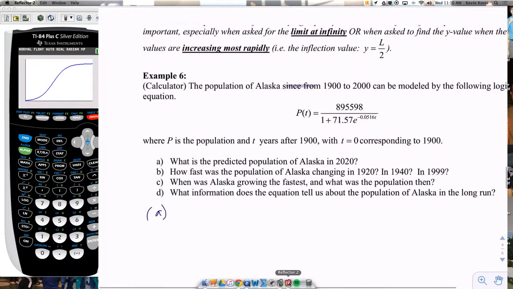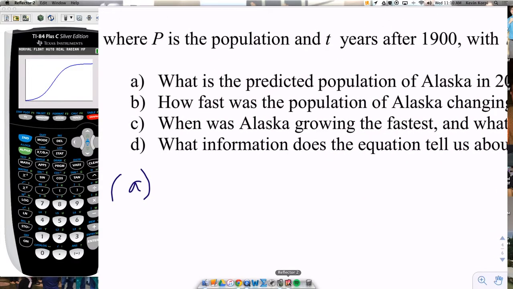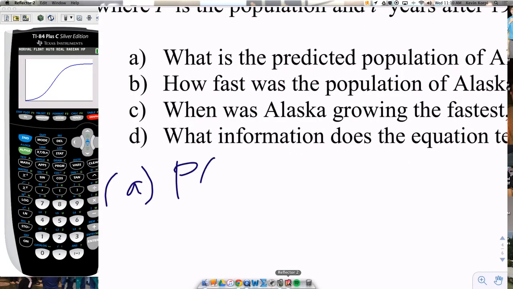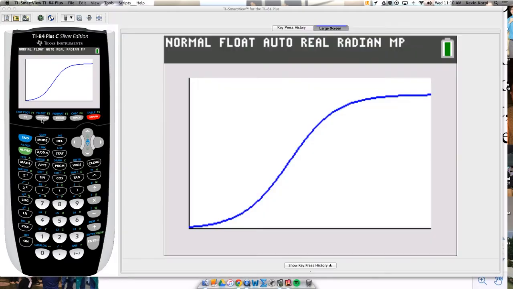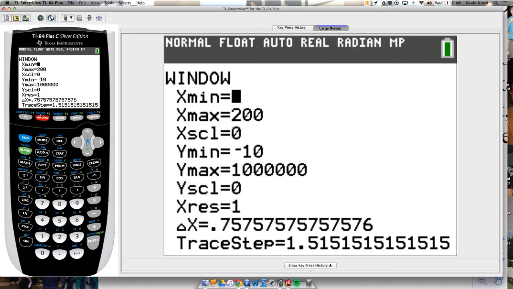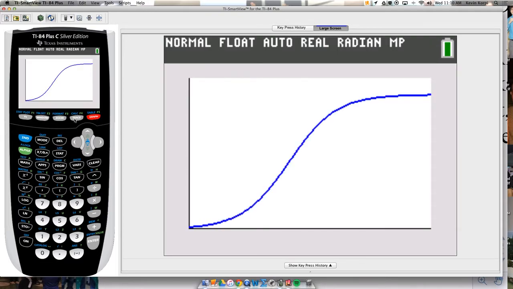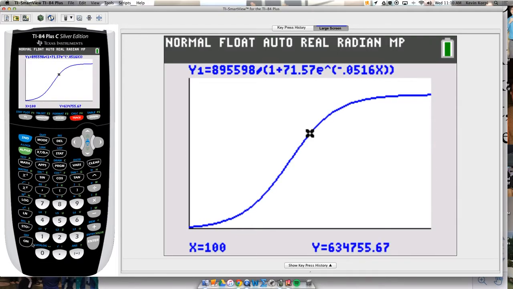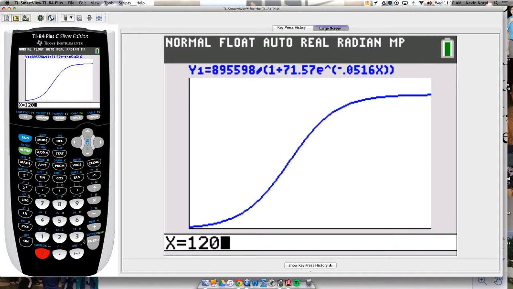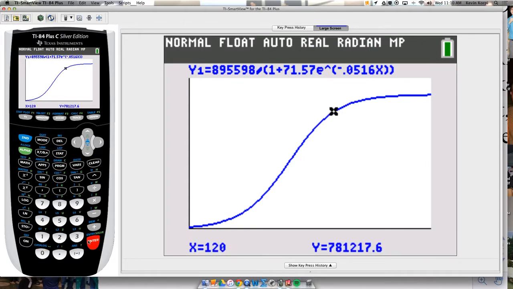Okay, so now, what's the predicted population of Alaska in 2020? You would have to show P of what? 2020 is how many years after 1900? 120. That would be all you have to show on your paper on a calculator portion. Now, if your window covers 120, which mine does, you can answer the question by going to the graphing screen, hitting trace, and then just typing in on top of the values that it has the number you're interested in, 120. And what's nice is it gives you a blinking cursor so you know exactly where you're at on the curve.